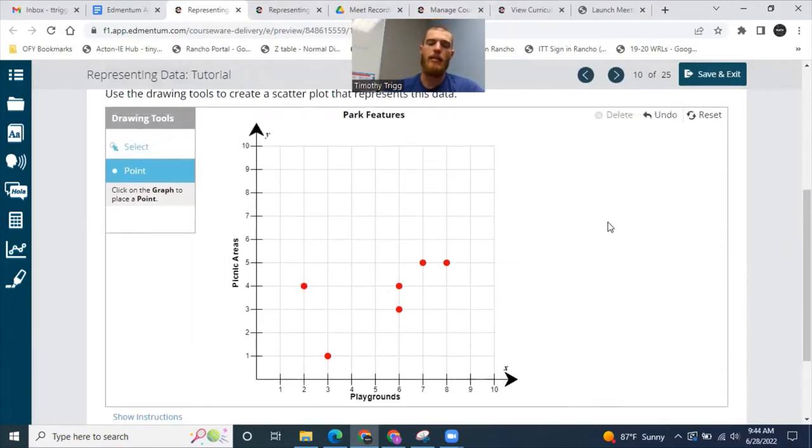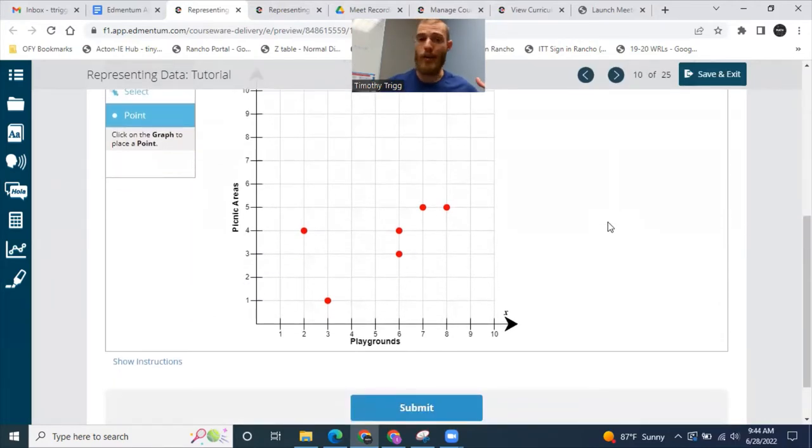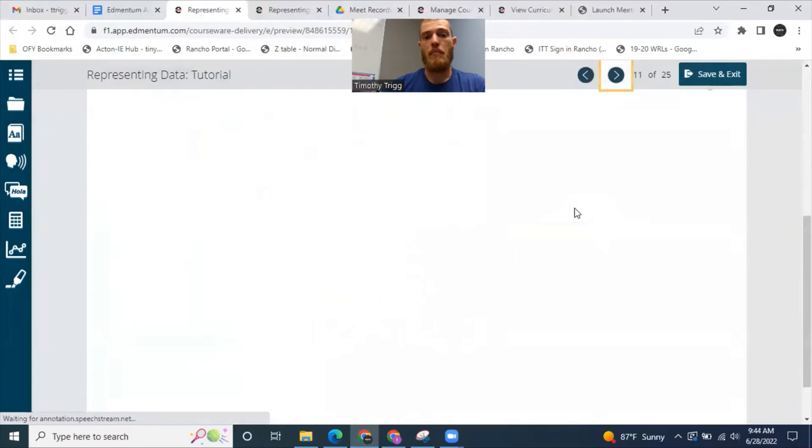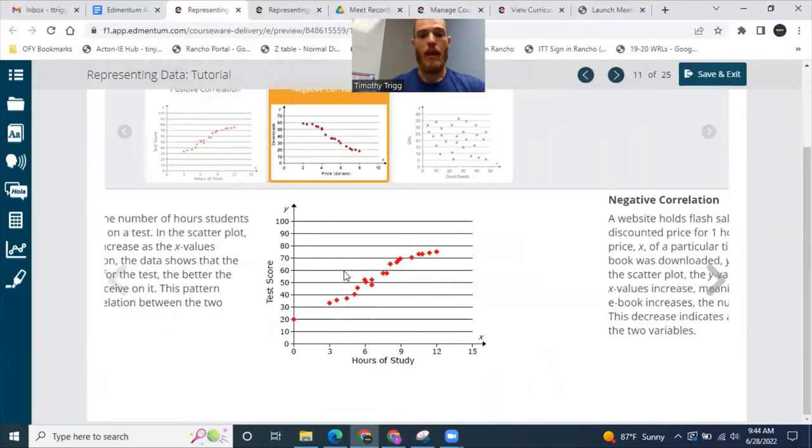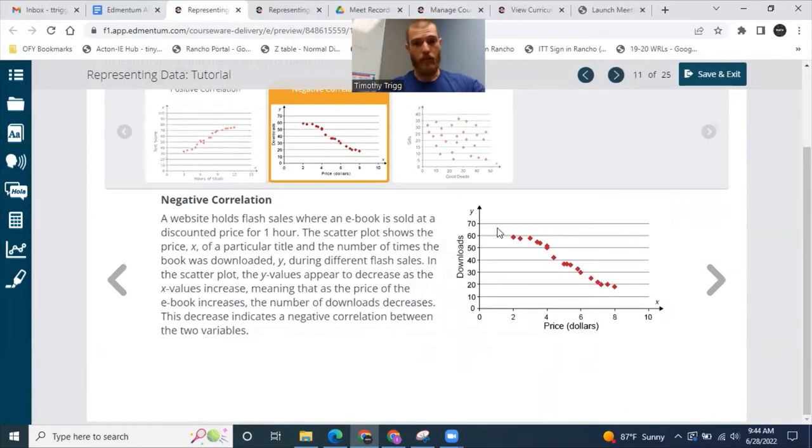So you can see that this data is going kind of upward as you go from left to right. So this would be a positive correlation. Now, one thing to also keep in mind is if it's going up from left to right, that's a positive correlation. However, if it's going down as you go from left to right, that's a negative correlation. That would be like, as one variable increases, the other variable decreases. So that would be a negative correlation.